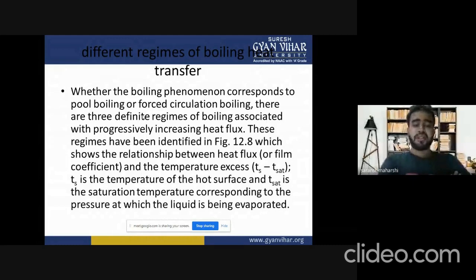These regimes have been identified in Figure 12.8, which shows the relationship between heat flux or film coefficient and the temperature excess, Ts minus T saturated. Ts is the temperature of the heated surface, and T saturated is the saturation temperature corresponding to the pressure at which the liquid is being evaporated.